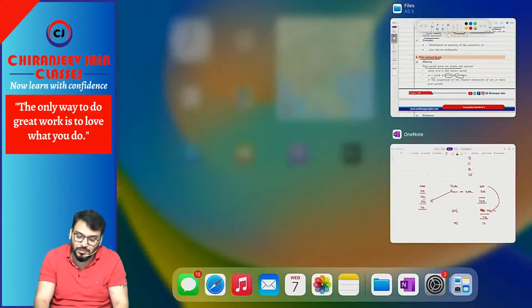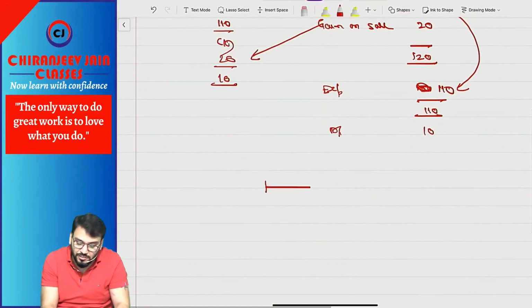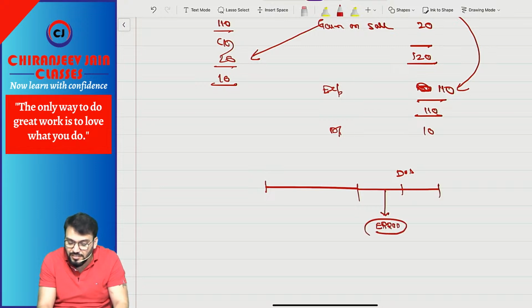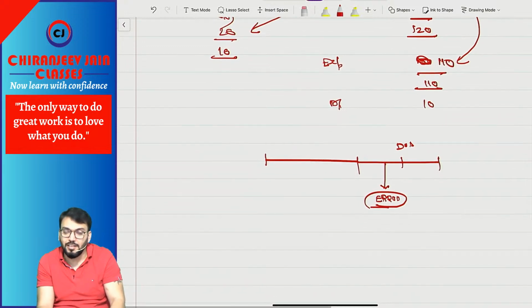Means if suppose I say in this way, just try to understand. This is last year. This is current year. And this is the date of approval. Without any error, this error identified in this period, but it is an error, it is not an error.